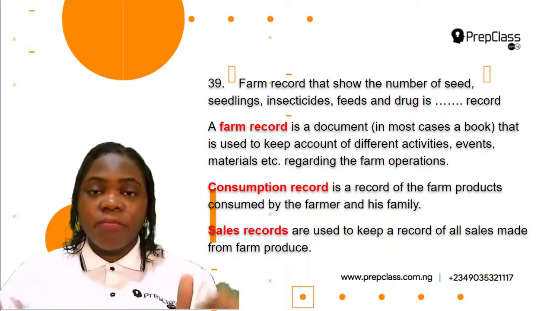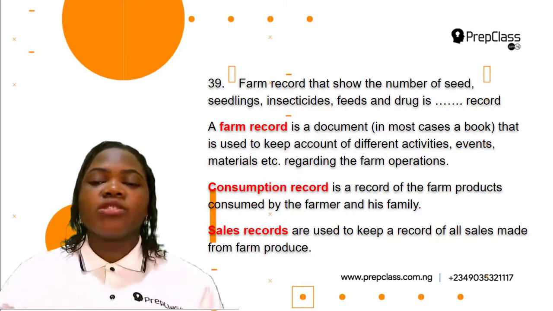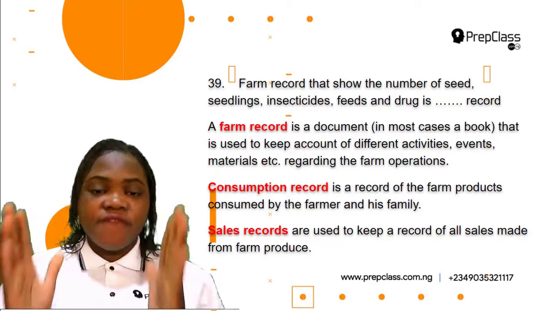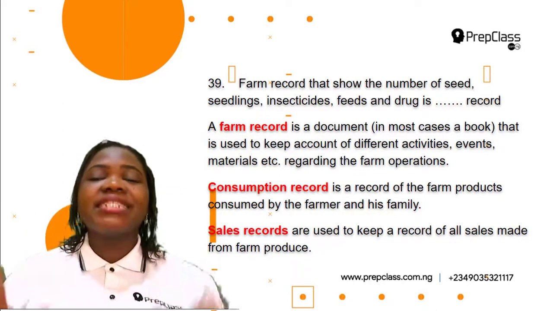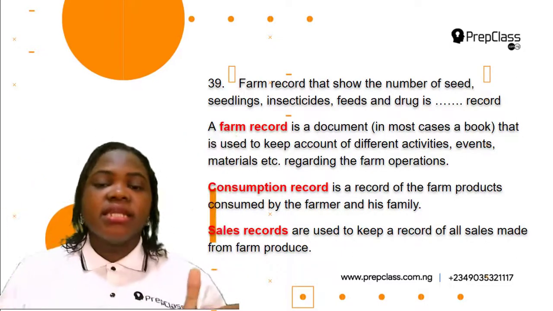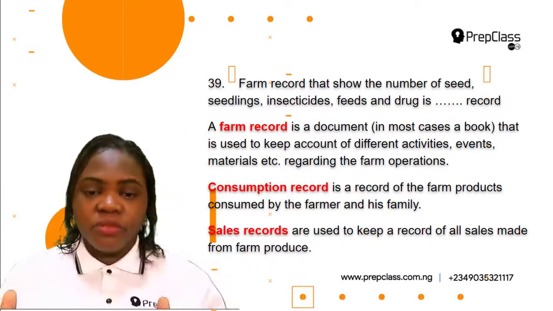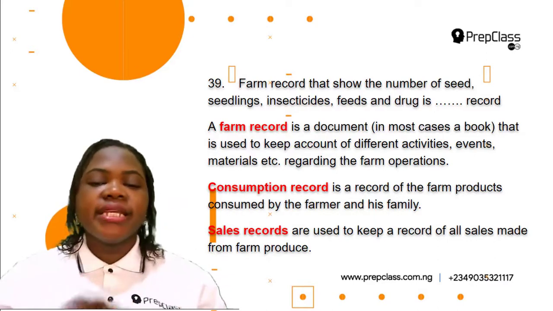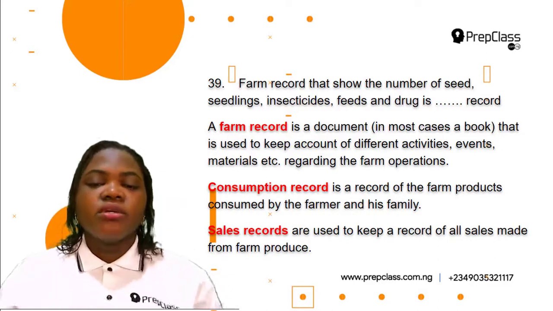In most cases, it's a book that is used to keep account of different activities, events, materials regarding the farm operations. So it is used to keep all the activities that go on in the farm. Okay, so the first one is consumption record.